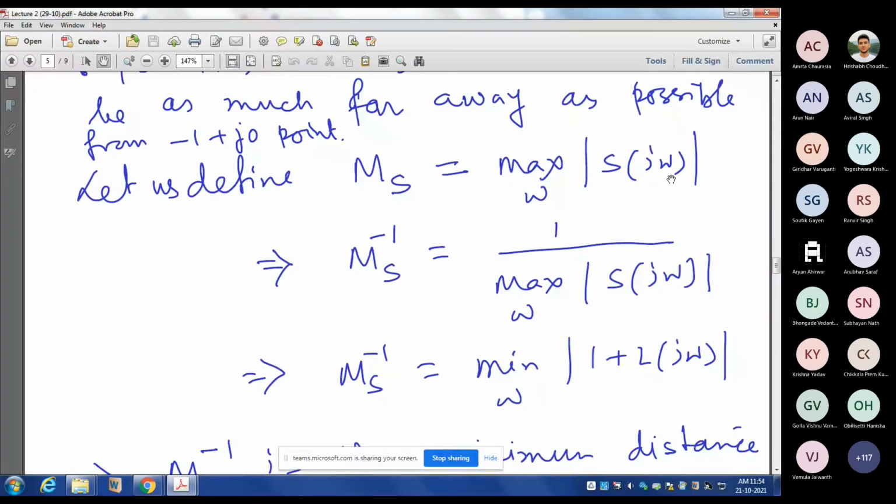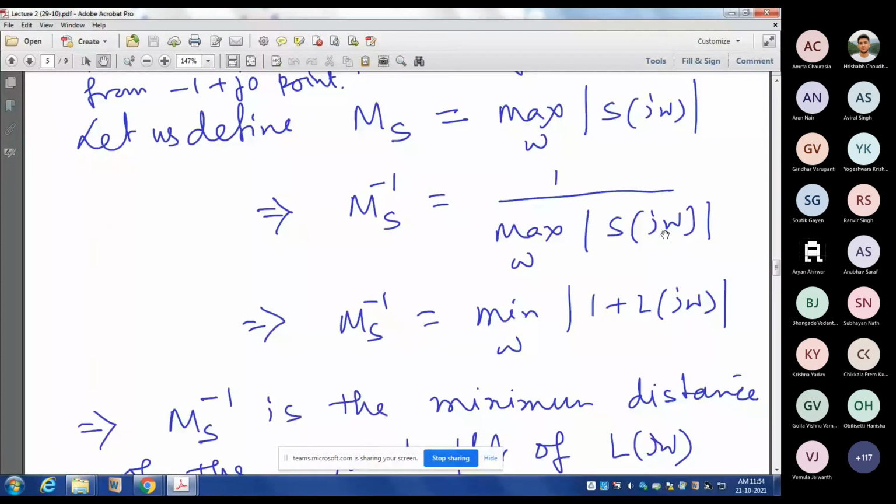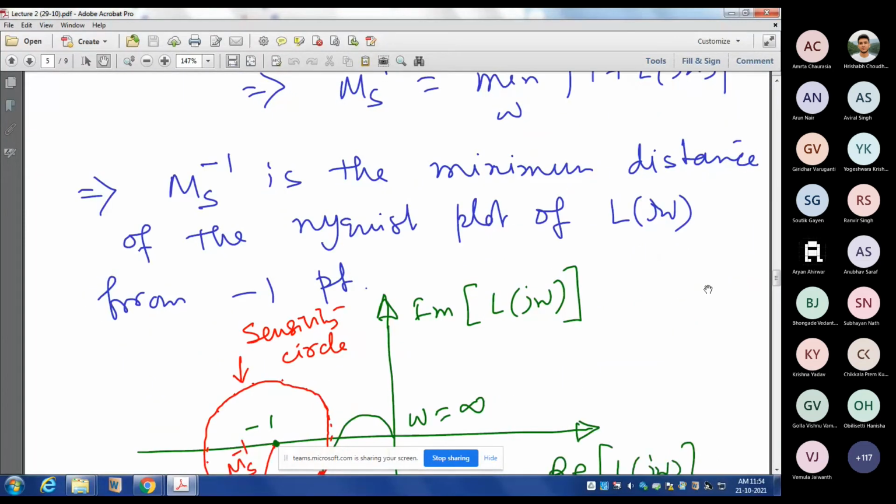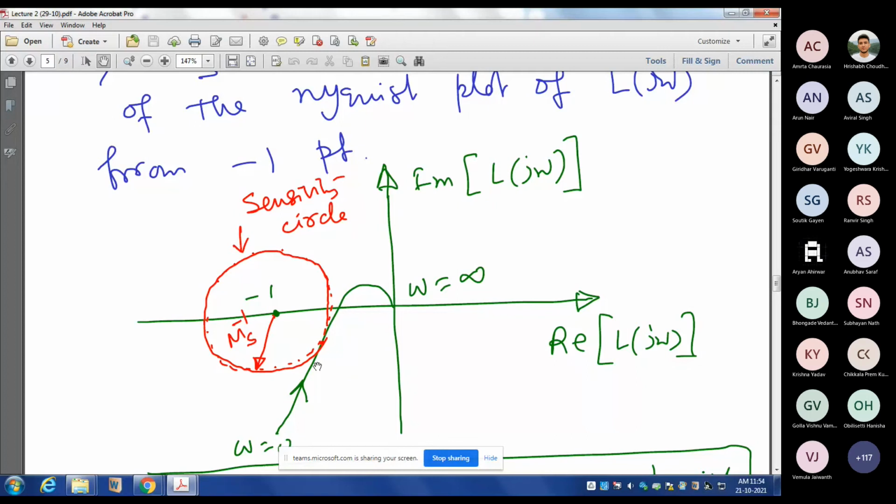Ms inverse is the minimum distance of the Nyquist plot from the -1 point. As I was saying, the minimum distance is important. So how will you draw the minimum distance from the Nyquist plot? You draw a circle with center -1 such that this circle just touches the Nyquist plot. So this distance is your sensitivity inverse, that means Ms inverse.